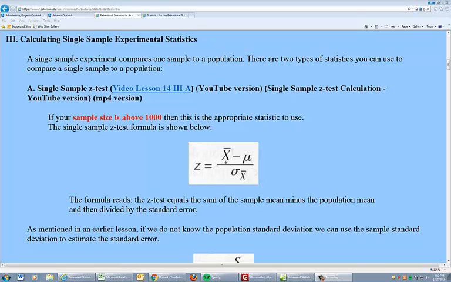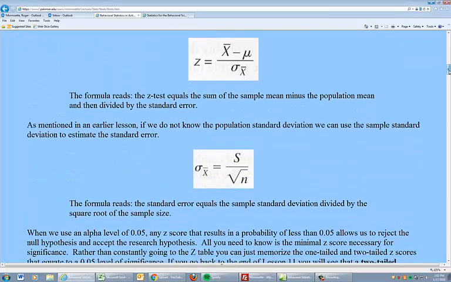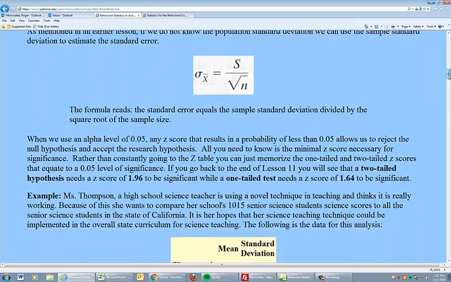Z equals the sample mean minus the population mean over the standard error. The standard error, of course, is just the standard deviation of the sample divided by the square root of the sample size. So all of these values have to be available to you.